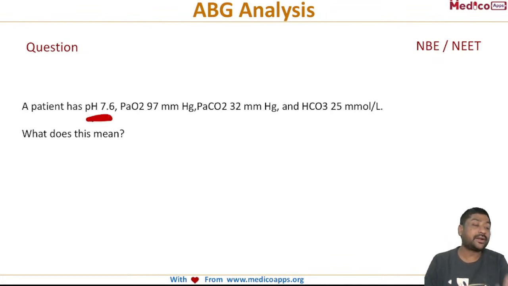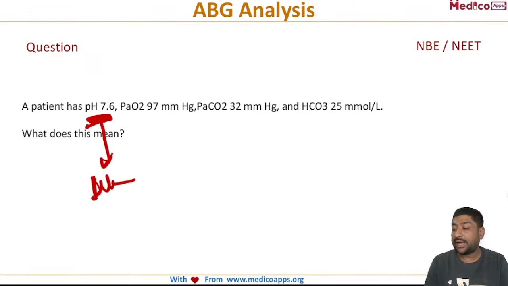So I'm making you practice so many questions so that you are able to do it confidently. Alkalosis, any doubt? And you can see PCO2 is normal. Okay, in alkalosis, if PCO2 is decreased, then we can say no, it's decreased. Sorry, normal is 35 to 45, so it is decreased. So it is respiratory alkalosis.